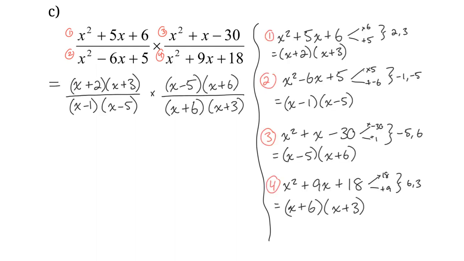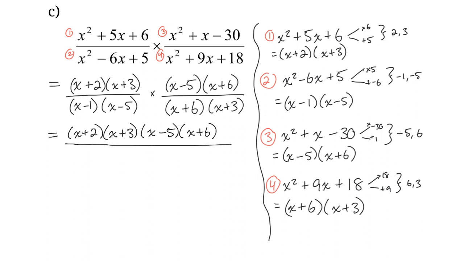Here are all our polynomials factored. Now we need to multiply our two expressions together. So when we multiply, I don't want you to re-expand these. We're just going to multiply our numerators together and keep them in factored form. So it's x plus 2 times x plus 3 times x minus 5 and then times x plus 6 all over x minus 1 times x minus 5 times x plus 6 and times x plus 3.